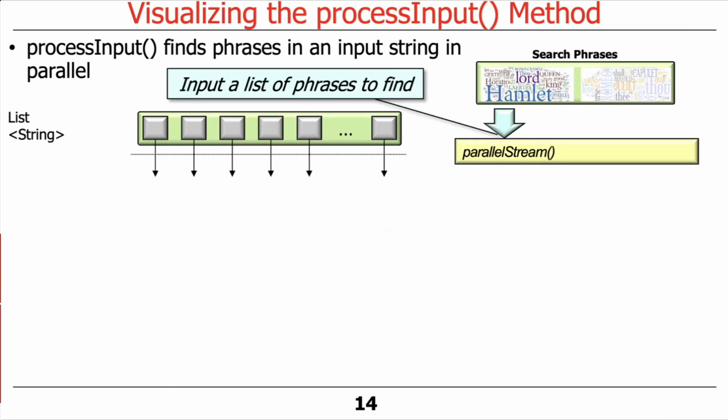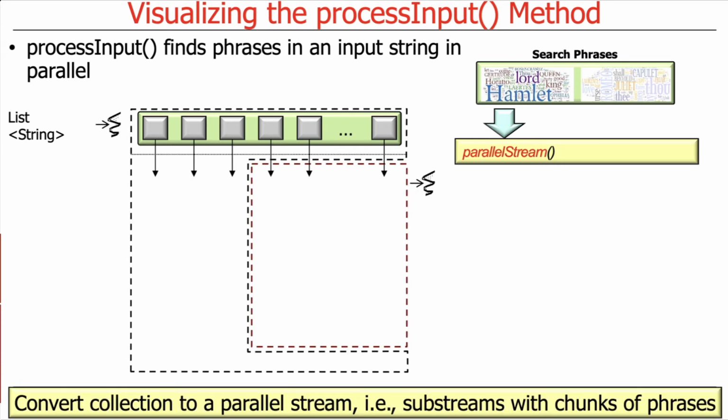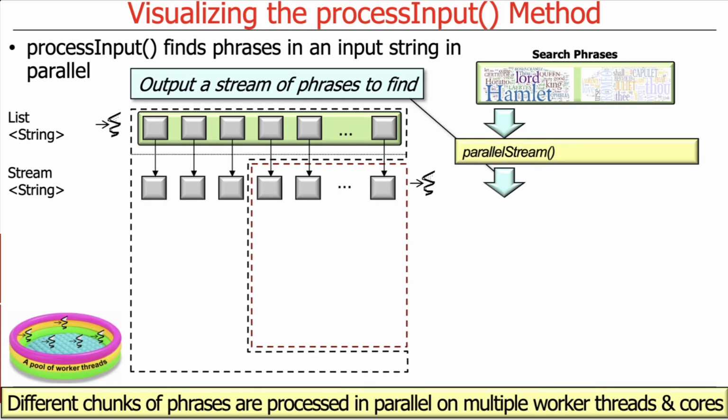Let's now talk about how to visualize the process input method. This is the one that is used to find phrases in an input string in parallel. So for each input string, for Hamlet, for example, we take a list of phrases and we go ahead and convert that list of phrases into a parallel stream. So now we end up with a bunch of chunks of those phrases, one chunk per phrase. And then we end up with a stream of these phrases. So we have a stream of phrases for a given input string. And these will then be processed in parallel.